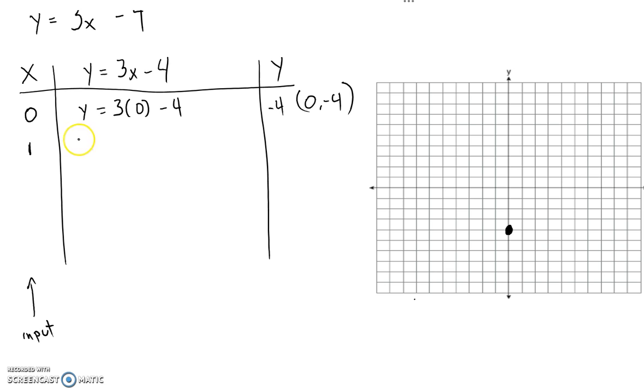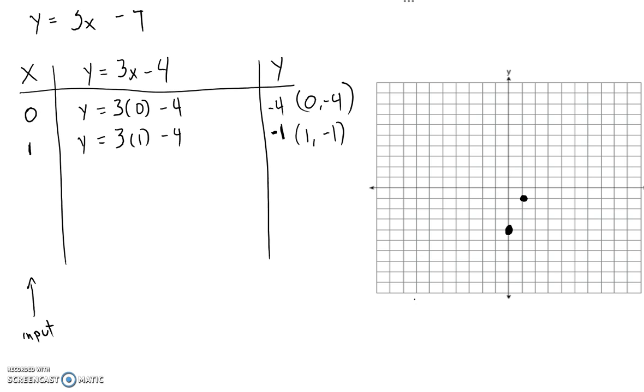So if I plug in 1, I'm going to get y equals 3 times 1 minus 4. 3 times 1 is 3. 3 minus 4 is negative 1. So that means when x is 1, y is negative 1. Giving me the ordered pair (1, negative 1). So at this point I can see that I've got two solutions, and I could draw a straight line going straight through them, representing all infinity answers.